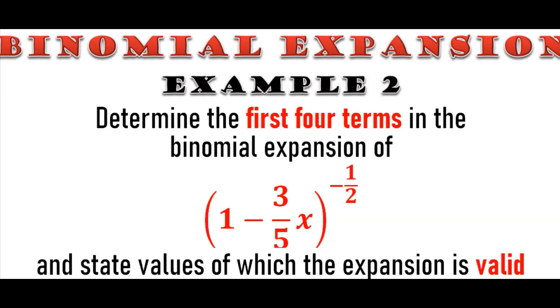Now example number 2. You've been told to determine the first 4 terms in the binomial expansion of (1 − 3/5 x) raised to negative 1/2, and state the values for which the expansion is valid.